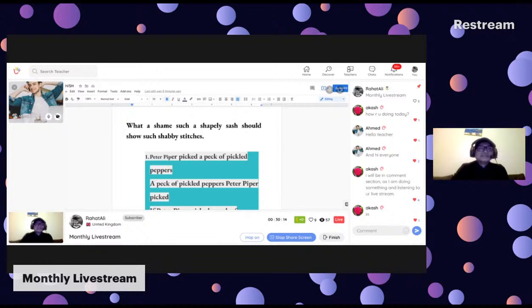Okay. Shabby means when something looks old and in bad condition because of using. So shabby stitch means sewing that is very old. Sometimes some tongue twisters do not have meaning, but it's better to know the meaning. Shabby means old.